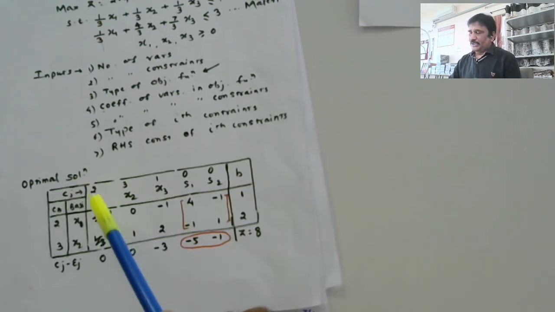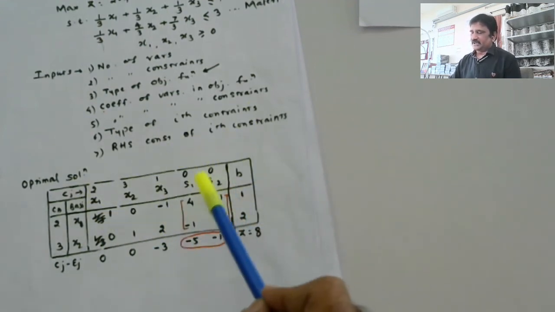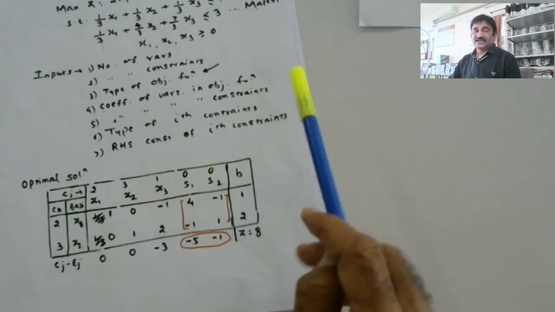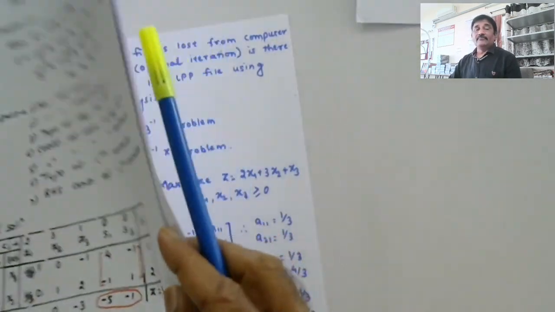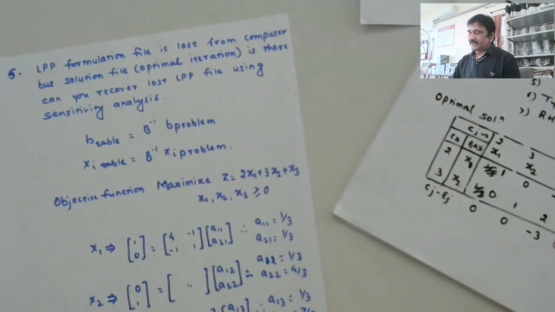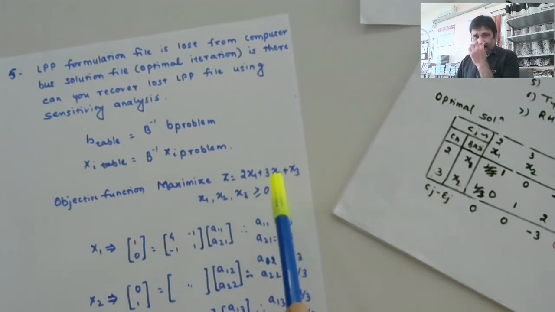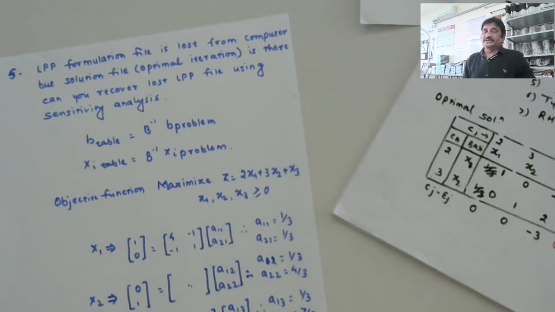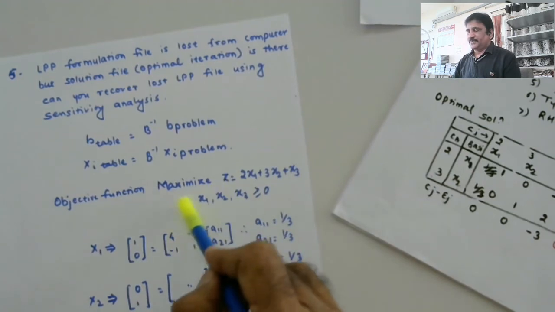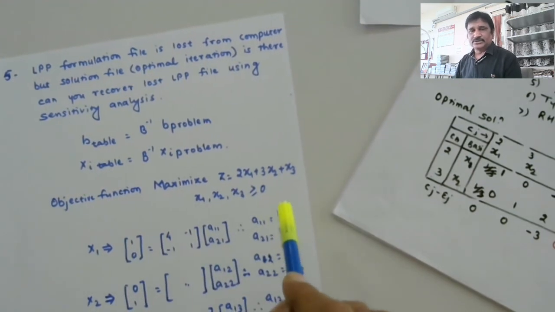Maximized type means 2x1 plus 3x2 plus x3. I won't be considering x4 and s2 because they were the variables which I added later. So my objective function will be maximize z equal to 2x1 plus 3x2 plus x3. And because I have solved this problem by simplex method, it implies that all the variables must be greater than or equal to 0.